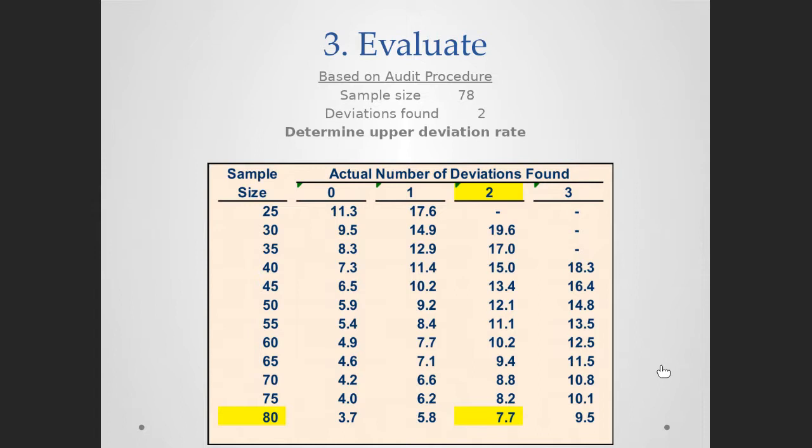Now, 2.6 is less than 6%, which we said is tolerable. If we have a situation like this, then we go to the next step. Audit procedure says you have to calculate upper deviation. Upper deviation is calculated based on this table. You have the actual deviations, which is 2. Sample size is 78, which is close to 80. So now you have 7.7%. That is the upper deviation rate. So far, so good.